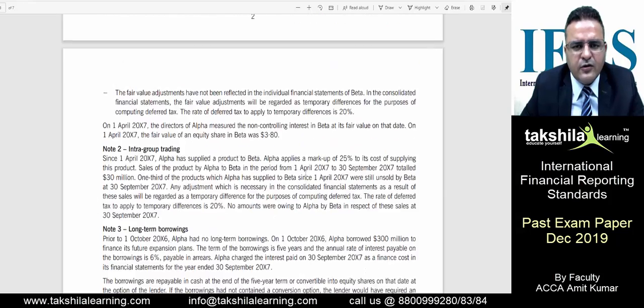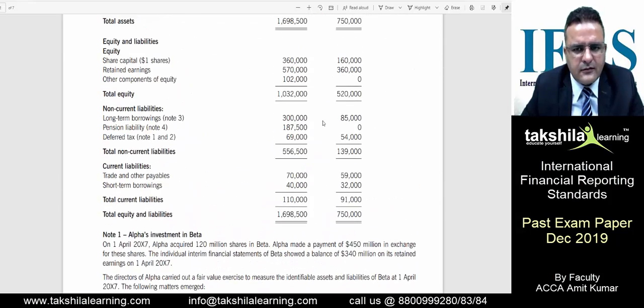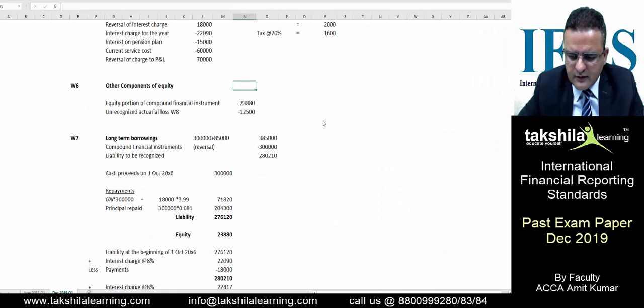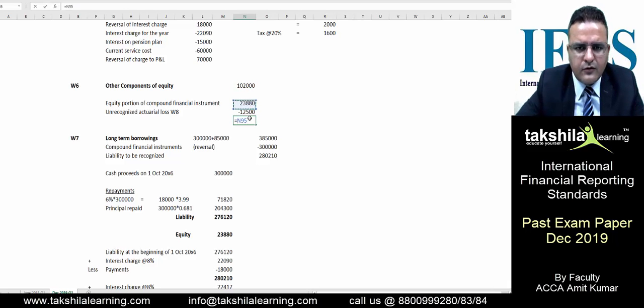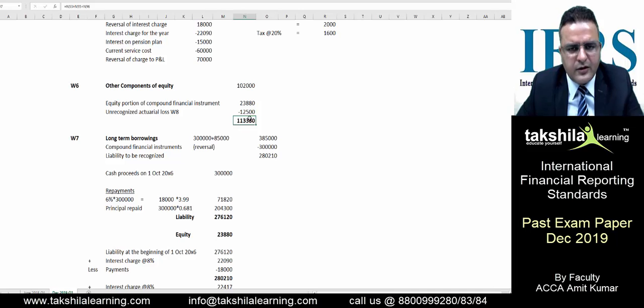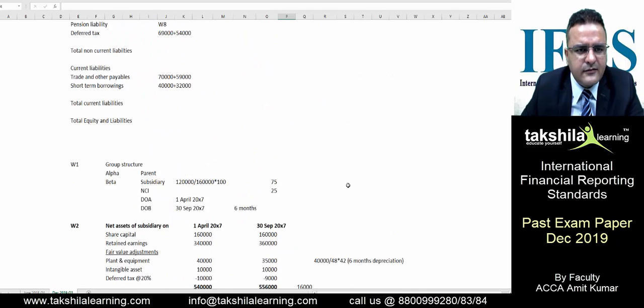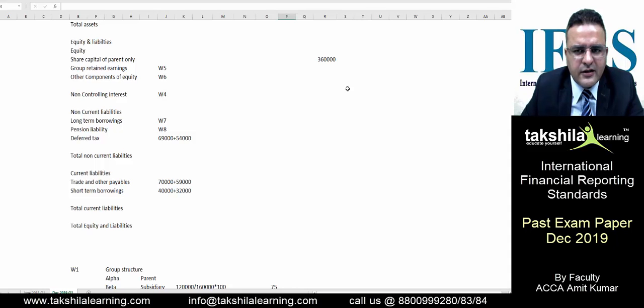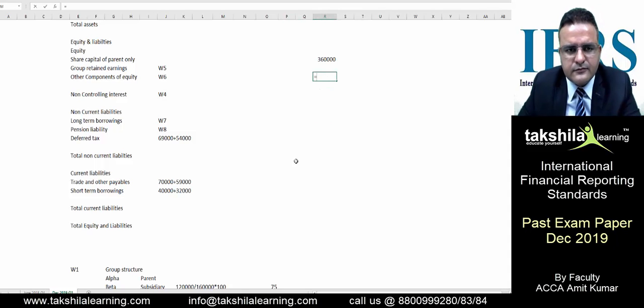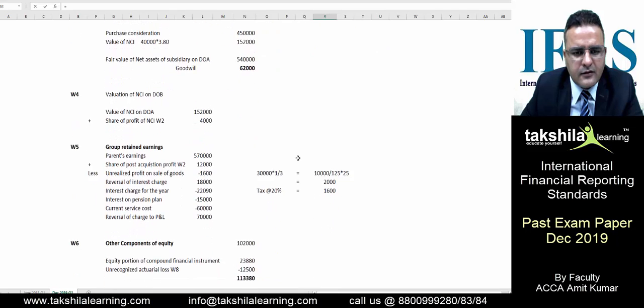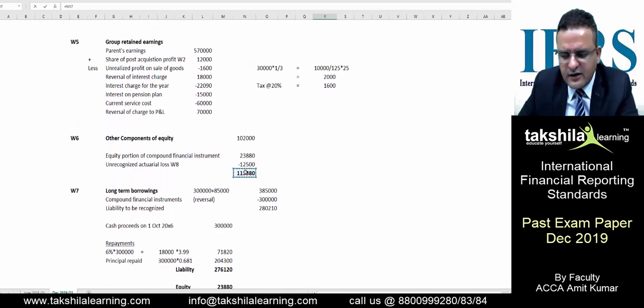The opening balance of other components of equity is 102,000, equivalent to 102,000 plus 23,000 minus 12,500. 113,380 is the amount to be included as part of other components of equity. So after we have dealt with other components of equity, do not forget to include it as part of working note number 6. As part of the balance sheet, other components of equity is equivalent to 113,380.